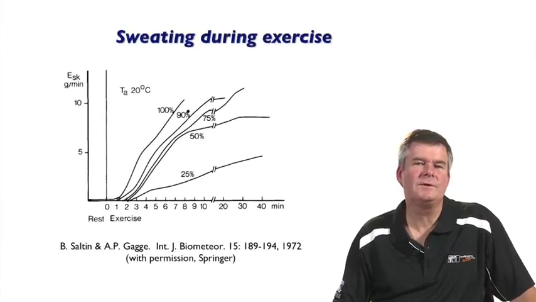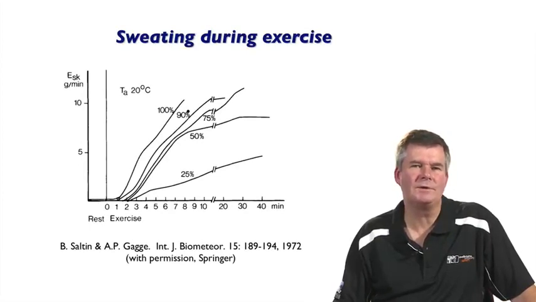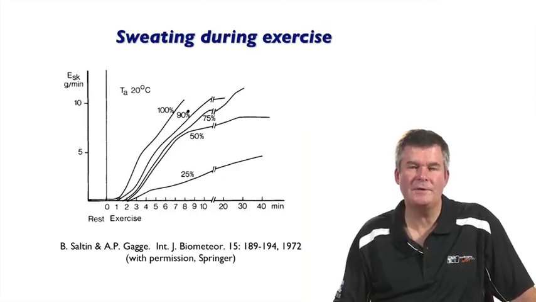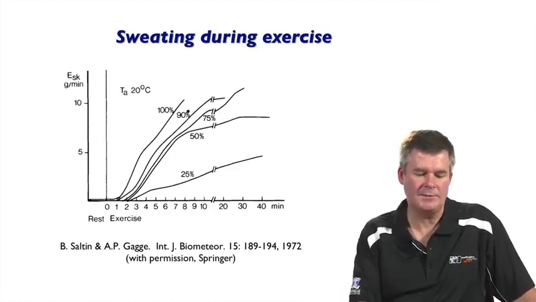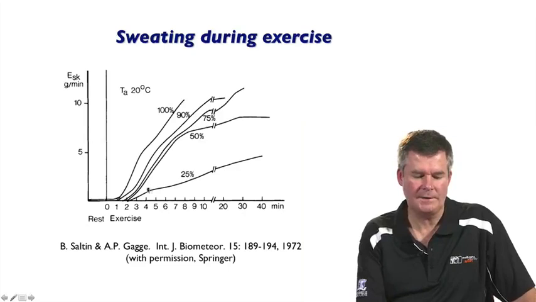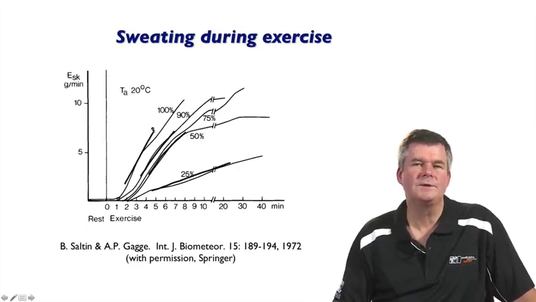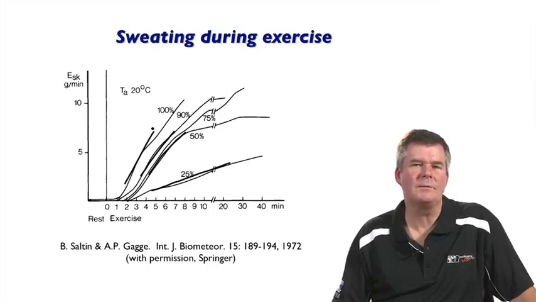In response to this increase in metabolic heat production, the main mechanism for losing heat is the evaporation of sweat. And here is the sweat response to exercise of about 40 minutes duration at different exercise intensities, here expressed as a percent of VO2 max. And as you see, as the exercise intensity increases, there are increases in the sweating rates. So again, the sweat rate during exercise is directly related to the rate of metabolic heat production.